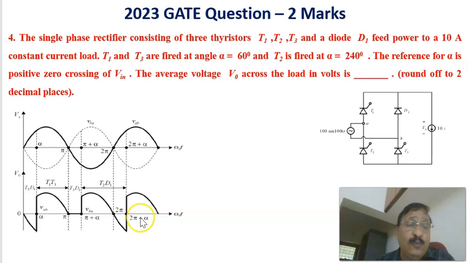Therefore, this is the waveform of the voltage across the constant current source. The question is: what is the average voltage? You have to find out the average voltage across the constant current source. Let us see that in the next slide.